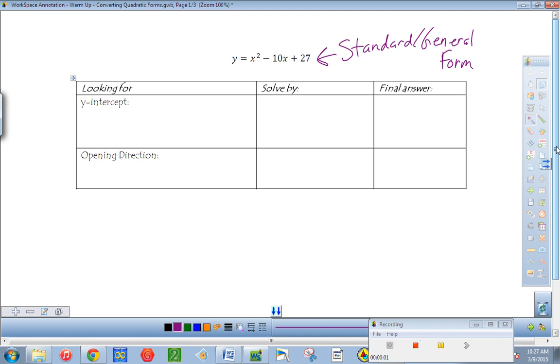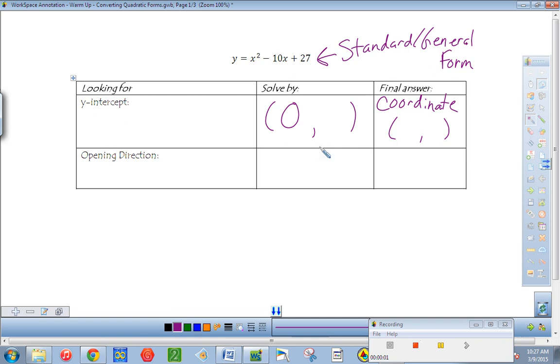What is the y-intercept? Is it an equation? No. It's a coordinate. So your final answer needs to be a coordinate. Do you remember what the coordinate is? If it's your y-intercept, what do you know about the coordinate already? You know what x is? 0, right?